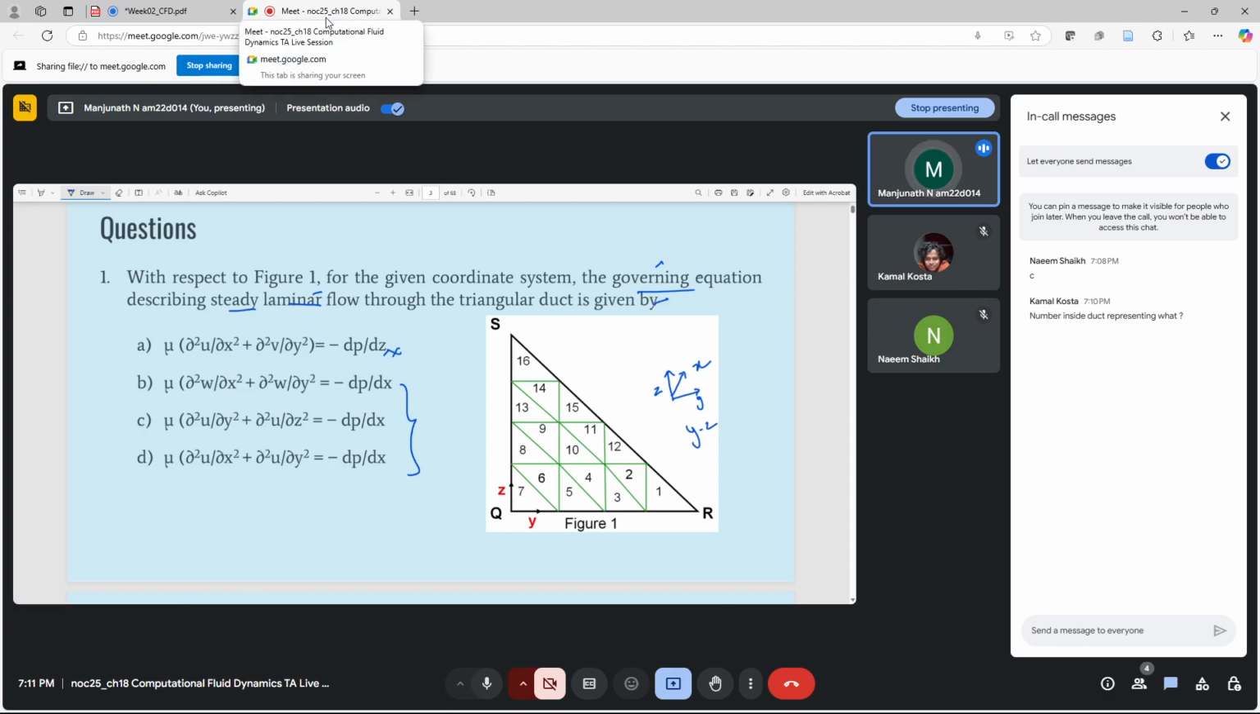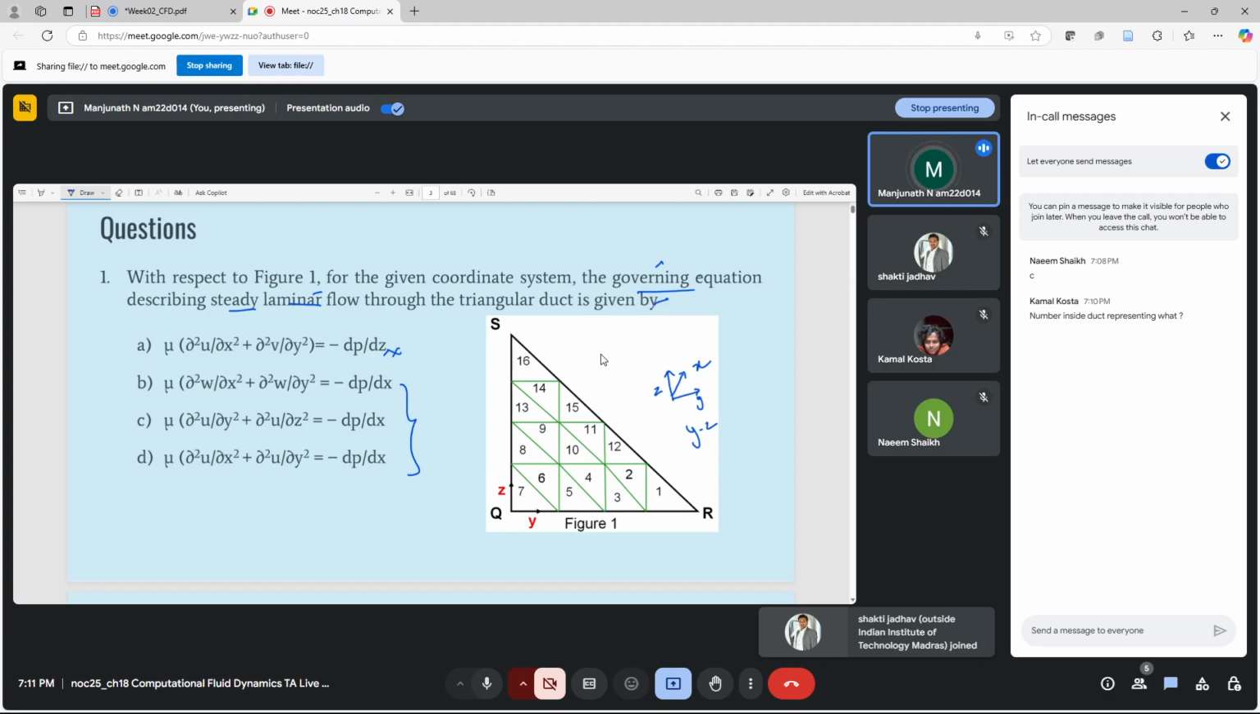Okay, the numbers inside the duct represent the already discretized zones. So the larger rectangular duct has been subdivided into 16 smaller triangles for discretizing the computational domain. If you have watched the video, you would have understood. Each of the triangles, the subdomains, is numbered. So here you don't have to concentrate on the numbers. You just have to find which equation we should solve for a steady laminar flow through the duct given here.